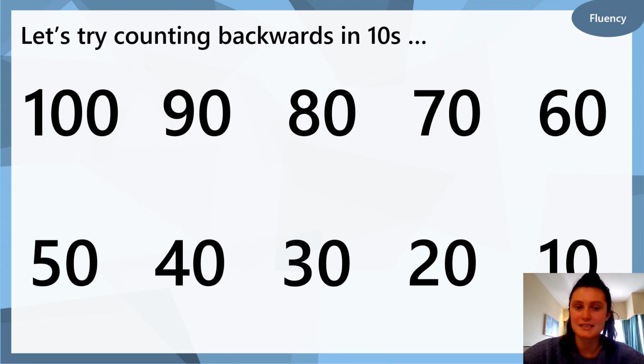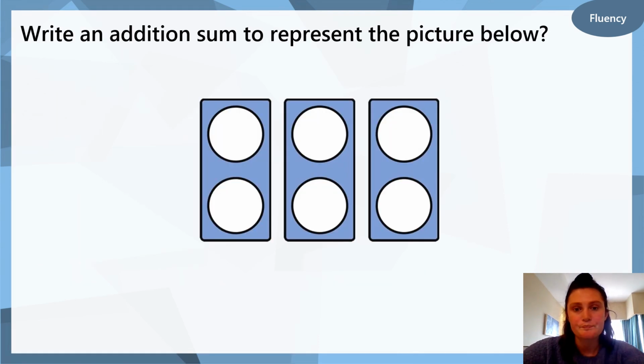Well done. Excellent work. So, what we're going to do is we're going to be looking at how to write an addition sum to represent the pictures. So what that means is we're going to look at the pictures and we're going to use it to make a plus sentence. So this sentence here will have three numbers.